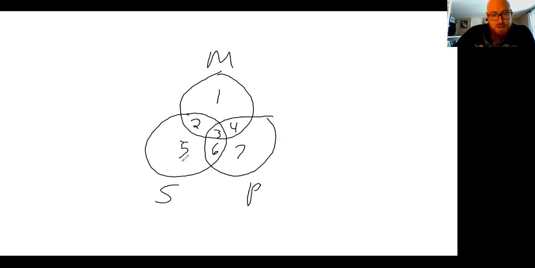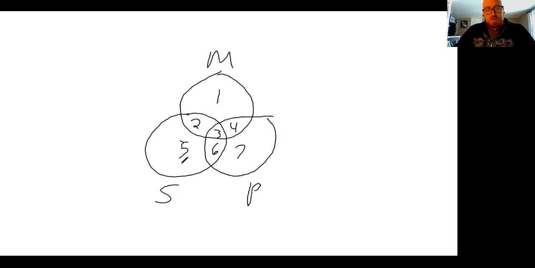In region 5, this is just S, so there's no overlap with M and there's no overlap with P. So anything in region 5 is an S, but not an M and not a P. Region 6, again, is only where S and P overlap, but not M. So anything in 6 is both S and P, but not an M. And then lastly, anything in region 7 is going to be a P, but it's not going to be an S, and it's not going to be an M. So anything that's in here doesn't overlap with S, it also doesn't overlap with M.